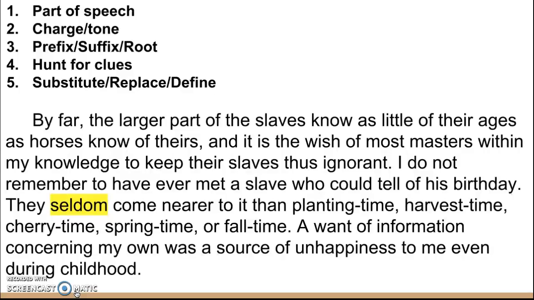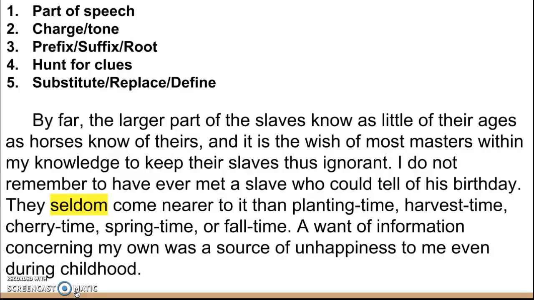Two is going to be the charge and tone. Now in this case, we're looking over the overall piece, and again we see a lot of words that have extremely negative connotations. Words like ignorant, slaves, unhappiness, a want of information. We know that whatever this word is, it's going to have that negative charge. And along with that, the tone seems to be, as it was before, very, very negative. So we might call it something like unhappy, or in a more extreme sense, morose, mournful, disgusted, something along those lines.